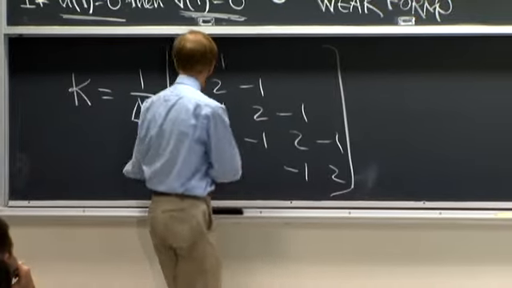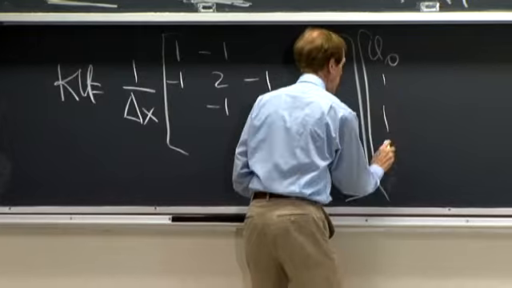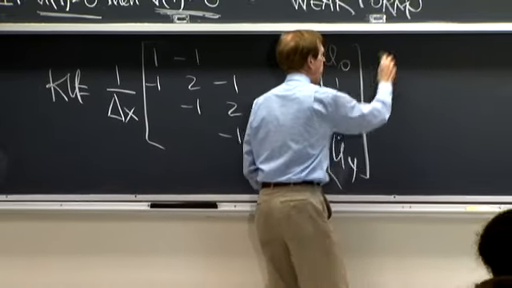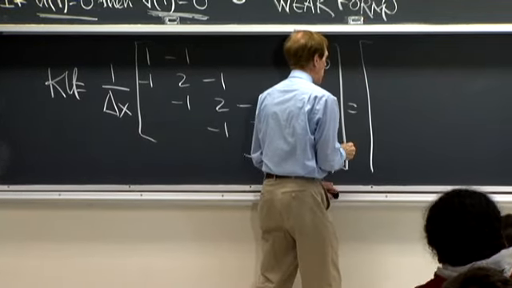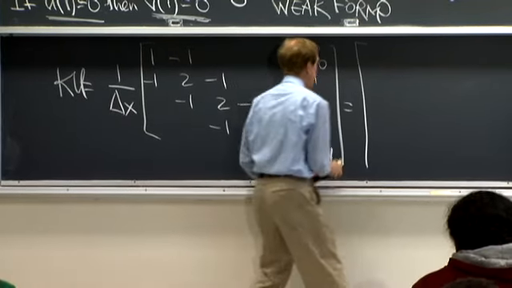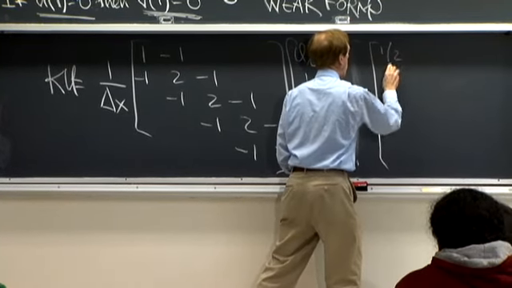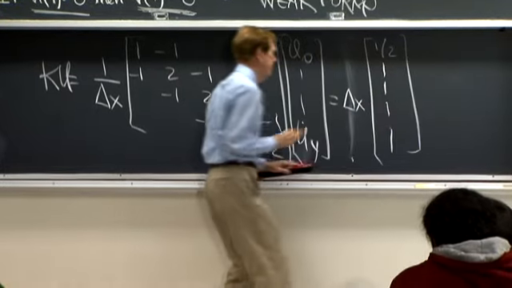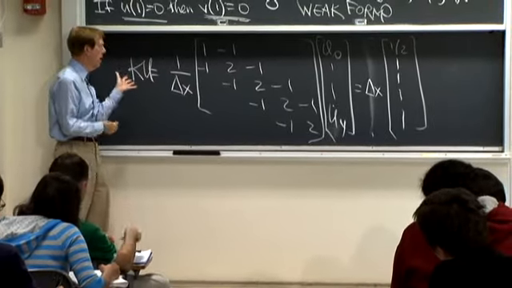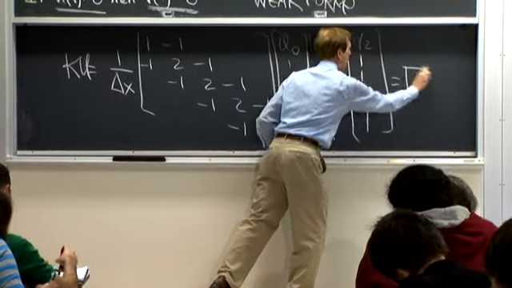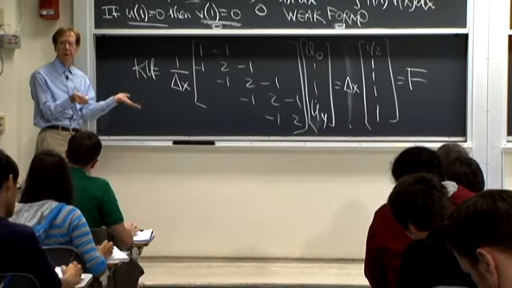And the F, so KU, this thing multiplies U0 to U4, and it produces F, which is the 1 over delta, which is what? Oh, delta x is in the numerator, right. Times a half, 1, 1, 1, and 1. That is the finite element system KU equal F, for this simple problem. It's exactly what finite differences did.